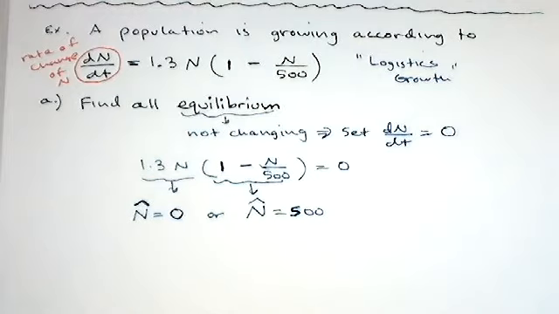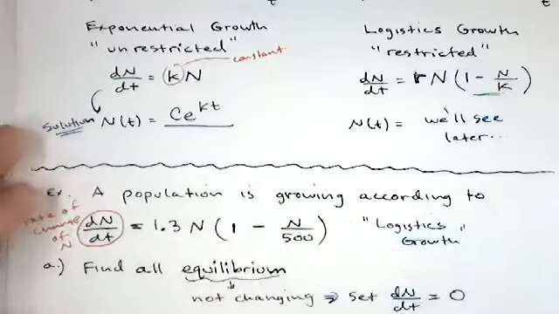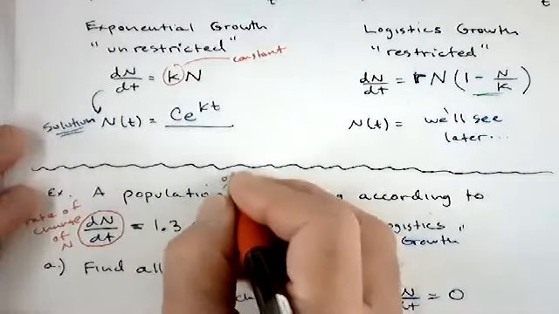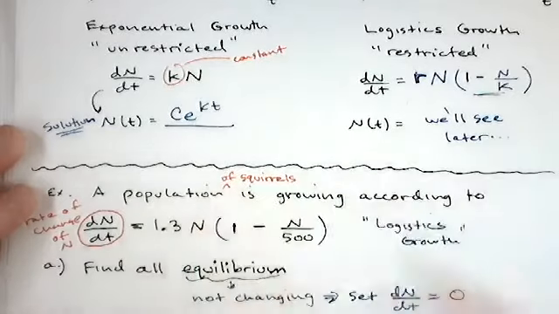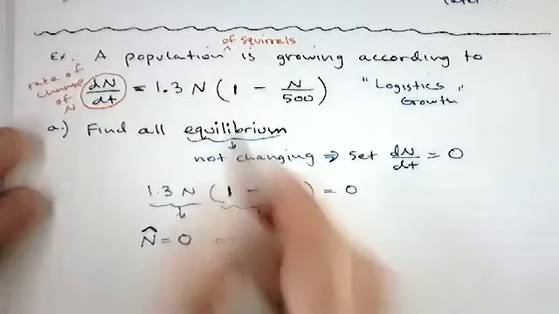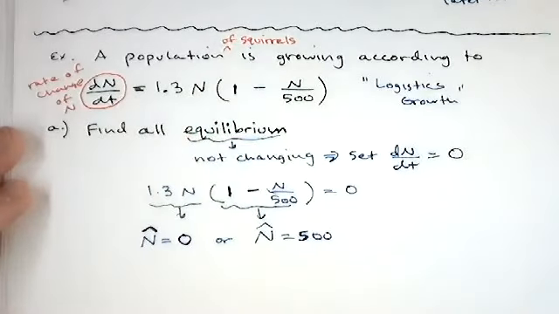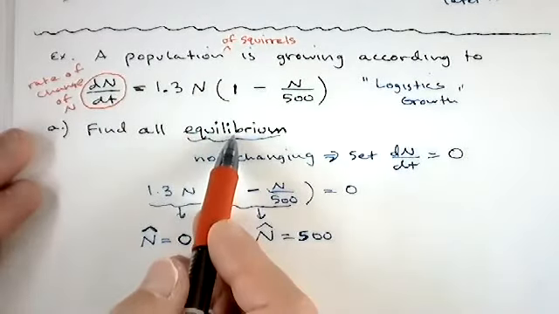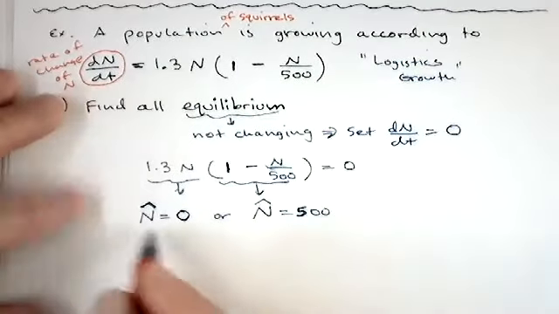Now, more terminology that you're likely to see in the coming sections. If we've got some context here, like maybe a population of squirrels, I like to use squirrels because there's a lot of squirrels on campus at UC Davis. If I had a population of squirrels that was growing according to this model, my equilibrium population sizes are 0 and 500. So what does that mean?